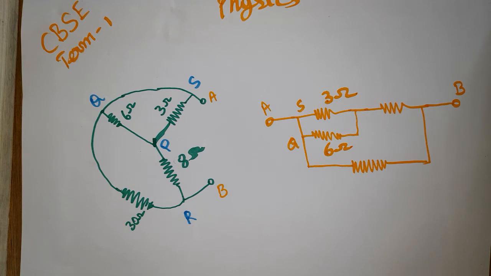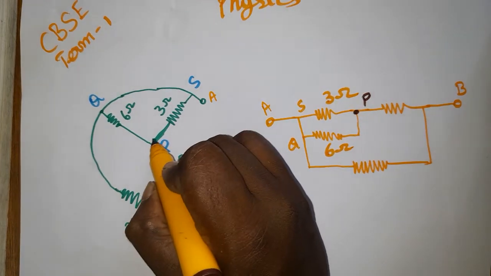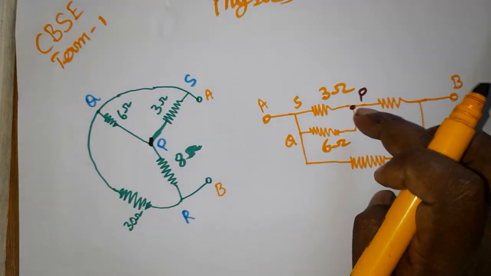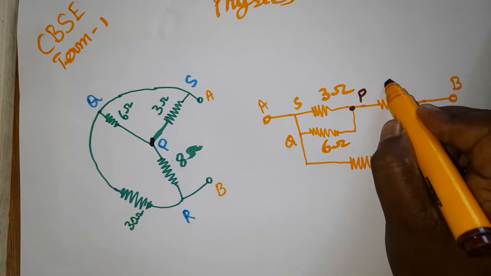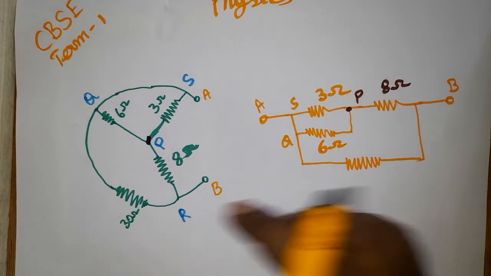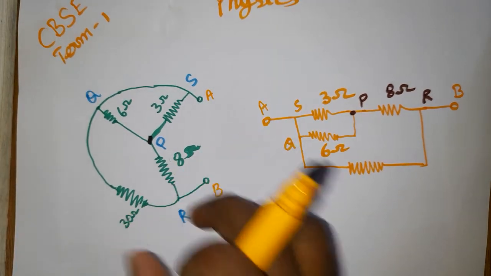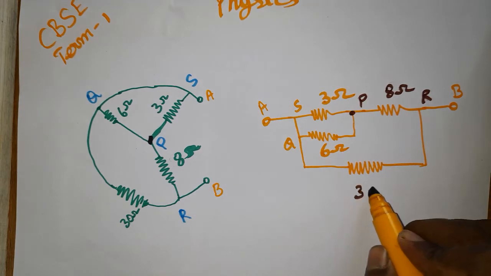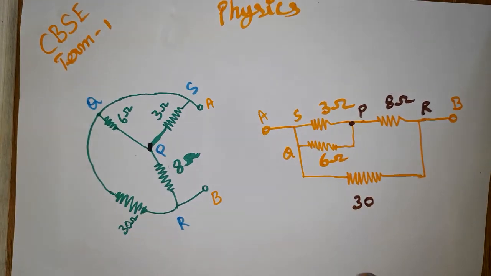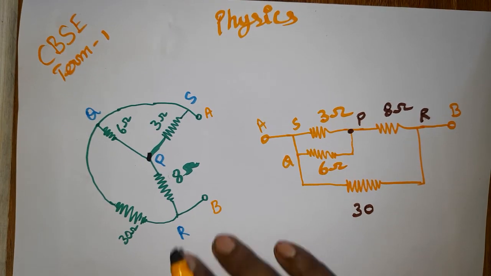Next, I have taken the point P here. See here P. Three wires are connected: 3 ohms, 6 ohms and 8 ohms. The next point, I have taken as R. R is connected with 8 ohms and 30 ohms. Q is connected with 6 and 30. I just modified it for our convenience. It is very easy to find the answer once you modify the circuit.